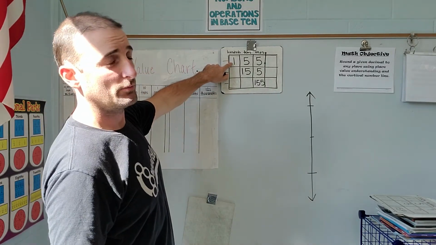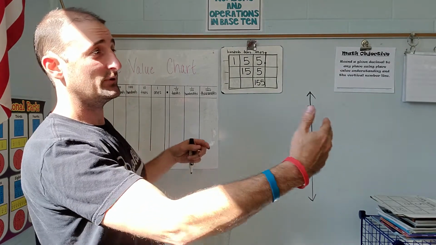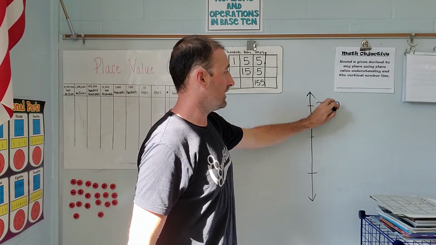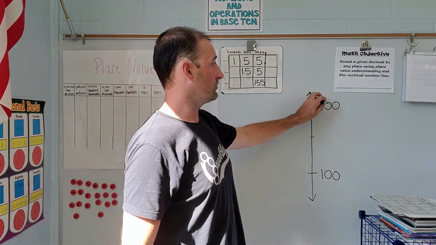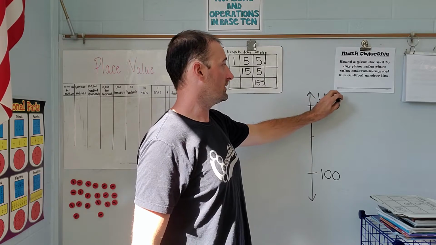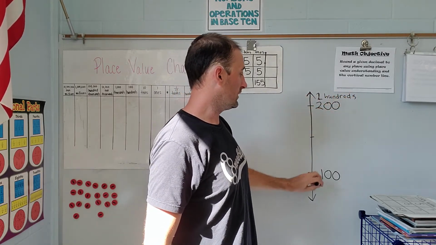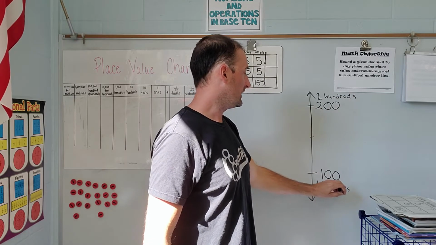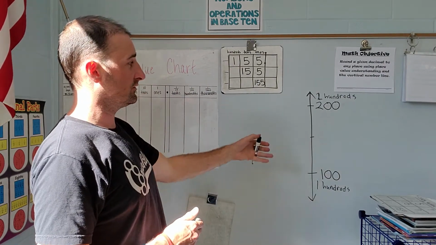We see that there's one group of 100, and then we have 5 tens and 5 ones. It's not at 200, but it's over 100. So 200 is going to be our top. 100 is going to be our bottom. I could write that as 2 hundreds and 100. And now we're deciding which is 155 closer to. Is it closer to 100 or 200?